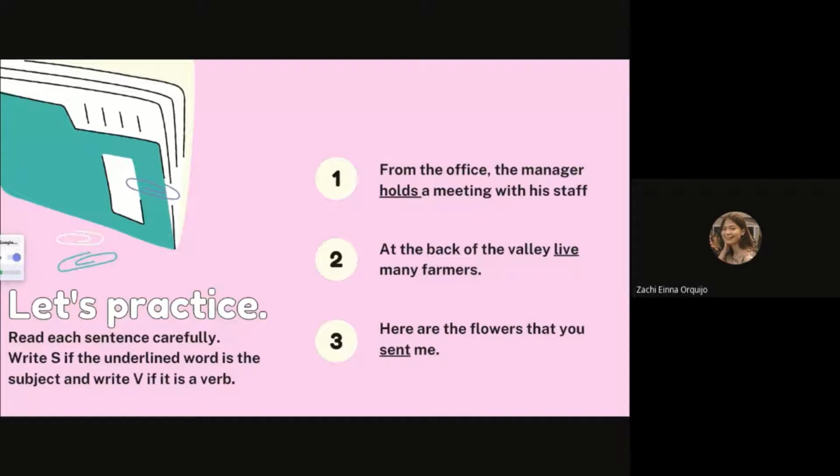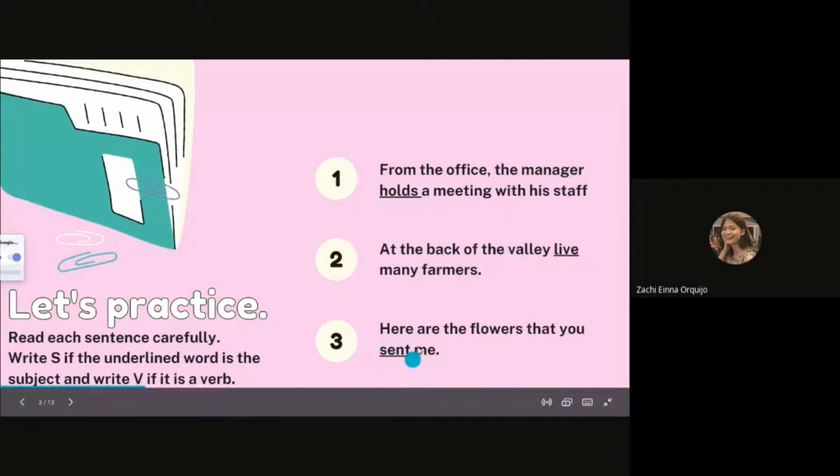For the second sentence, yung word na live is a verb or action word. So, ibig sabihin, yung mga farmers, which is the subject of the sentence, ay nakatira sa likod ng isang valley. Okay? So, yung word na live ay verb or action word. For the word sent, so this is a verb. So, the correct answer here is letter B because the flowers is the subject. So, ito yung pinag-uusapan. So, yung flowers ay ibinigay doon sa kausap. So, yung sent na word ay verb or action word or kilos.